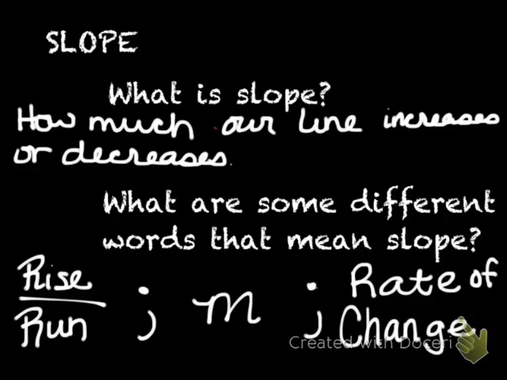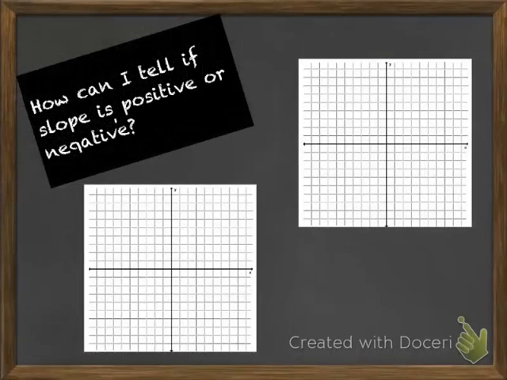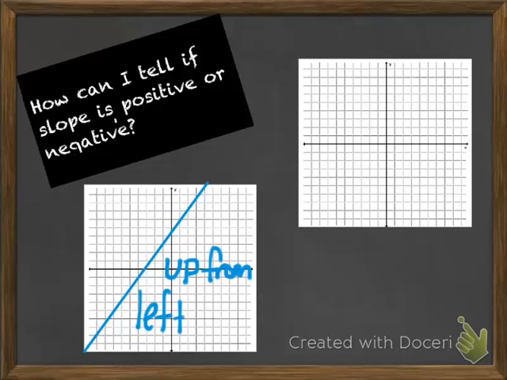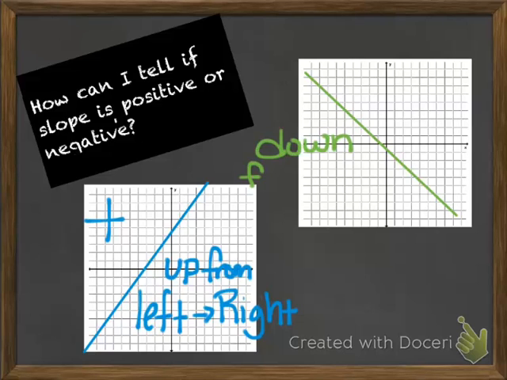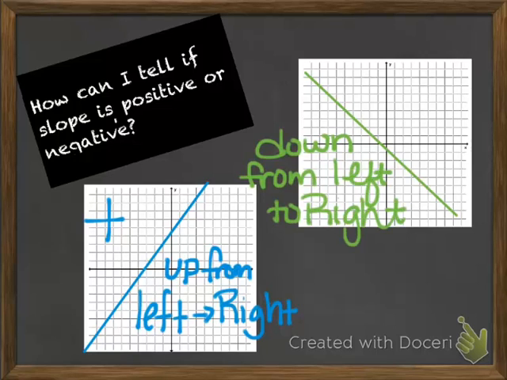Now let's look at how to tell if a slope is positive or negative. To tell if a slope is positive, your line should go up from left to right. You could also think of this as an increasing line or a positive line. So this line right here, this blue one, will be positive. To tell if a slope is negative, it should go down from left to right. You could also think of this as a decreasing line or a negative line. So our green line right here is a negative line.